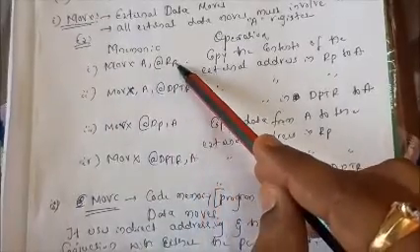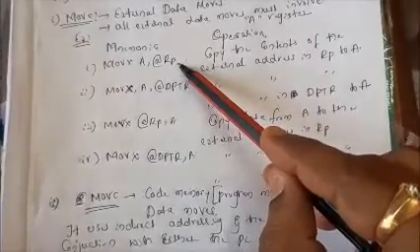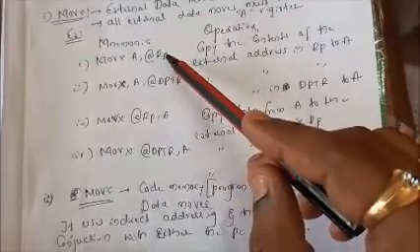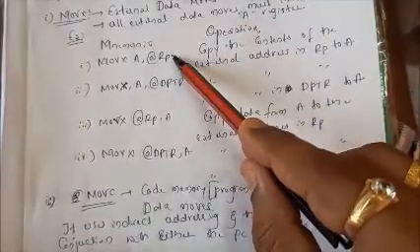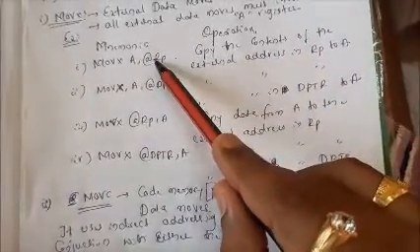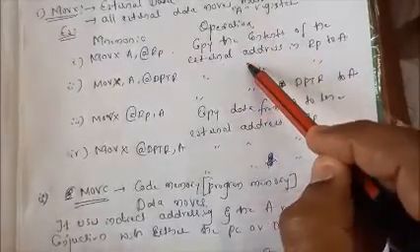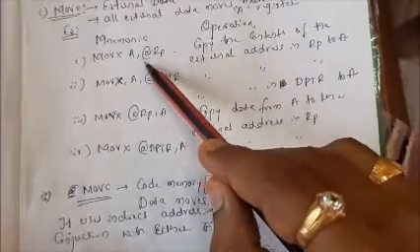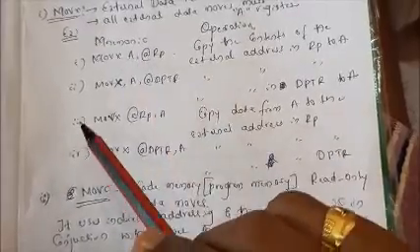MOVX A, @RP. RP stands for the pointer register. As I already said, MOVX mainly supports the indirect register addressing mode. Indirect means this RP pointer register should be R0 or R1 only. So what is it saying? The first example copies the contents of the external address, that is the content of the address held by R0 or R1, into the accumulator A.